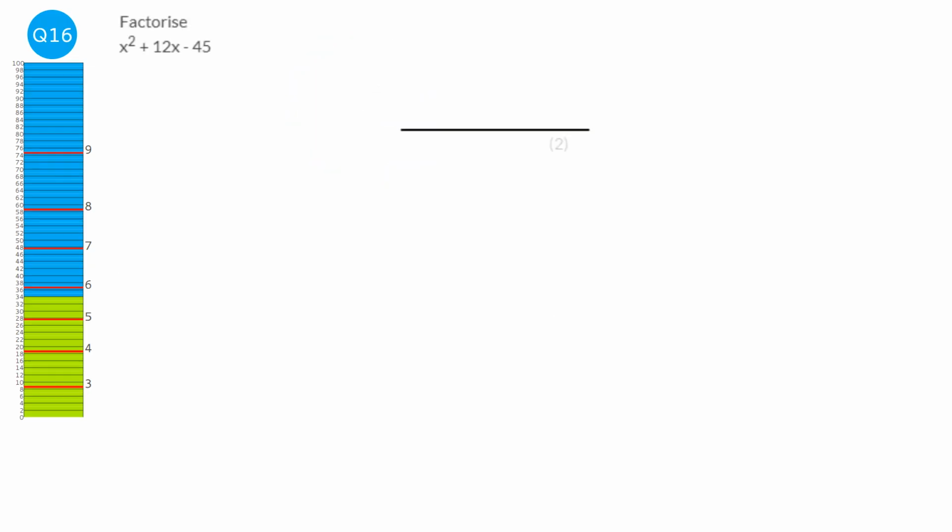So here we're asked to factorise a quadratic, and we know it's a quadratic because it's got an x squared term, an x term and a number term. And what we're going to do is we're going to be, first of all, putting two sets of brackets down with an x at the start of each. And what we're trying to find is what number goes here and what number goes here.